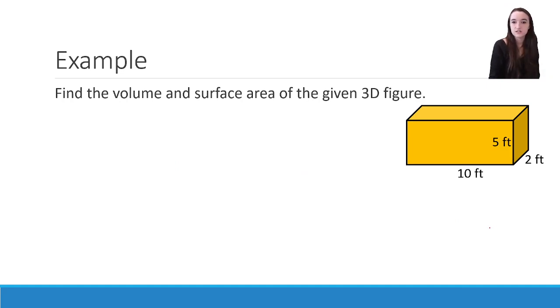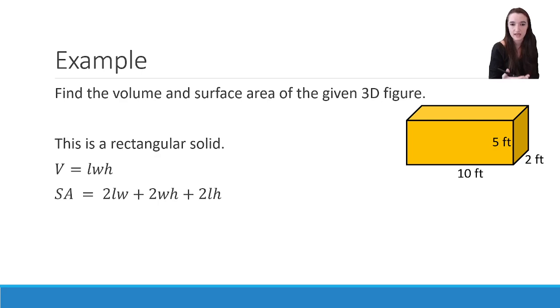Now let's get to some examples of putting these equations into practice. So if we want to find the volume and surface area of the given three-dimensional figure, here we have, what type of figure is it? Well, it is a rectangular solid, which means we have the following formulas. Volume is length times width times height. Surface area is 2LW plus 2WH plus 2LH. All we now need to do is identify what L, W, and H are.